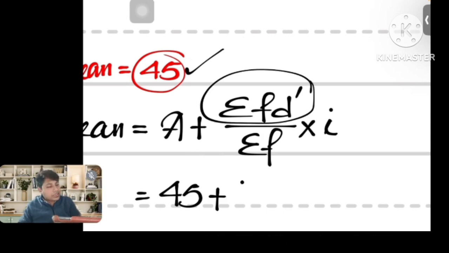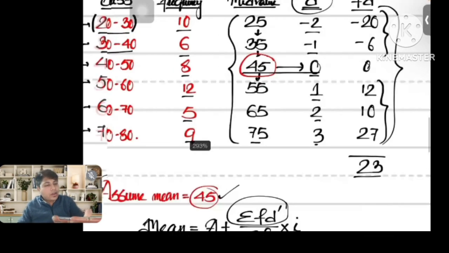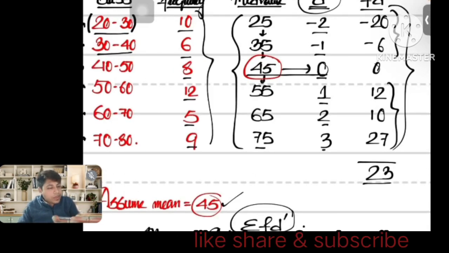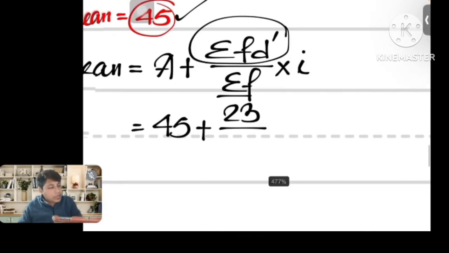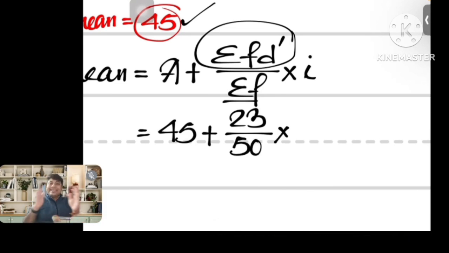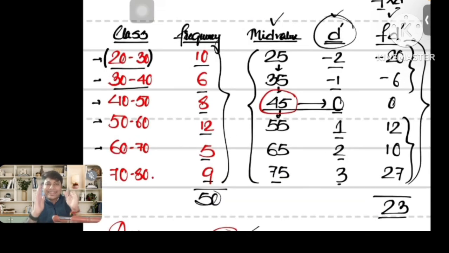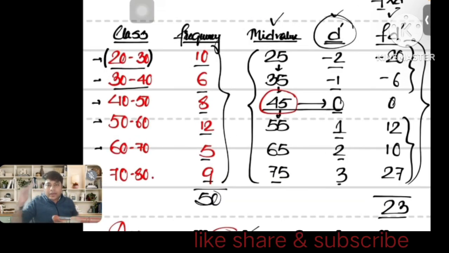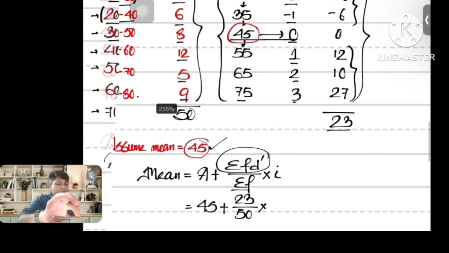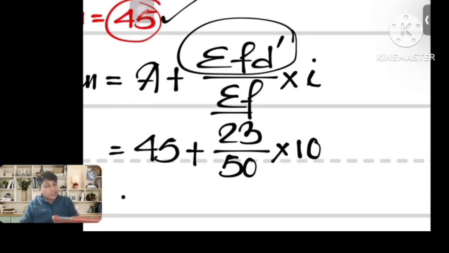Summation FD dash we already calculated, here it is 23. Summation of F, if you add all the frequencies, you will get 50 here. So here I'm going to write 50 into I. I means the class interval. Look at the classes. Every class has a common difference, which is 10, 10, 10, 10, 10. If in any question it is 5, 5, 5, 5, 5, then it will be 5. Here it is 10, depending on the question. Here I'm going to write 10.